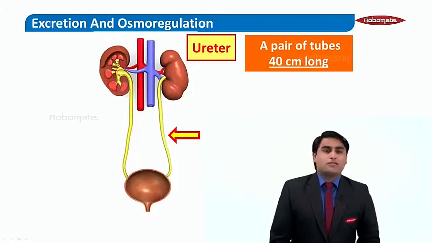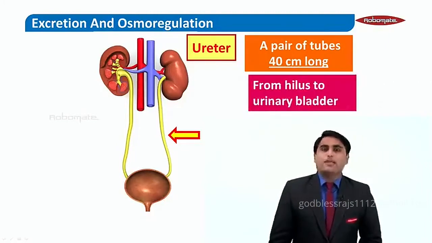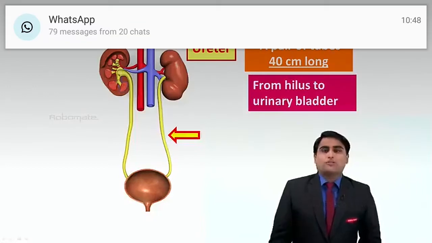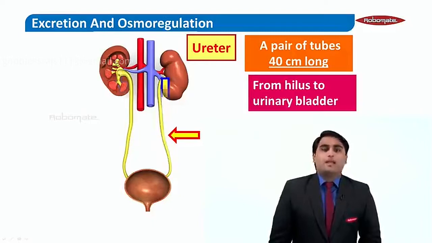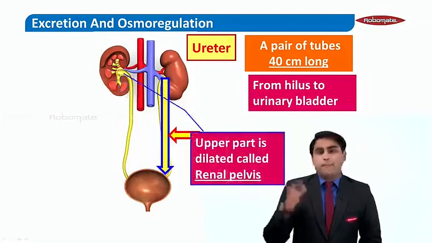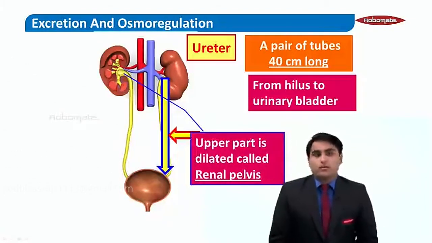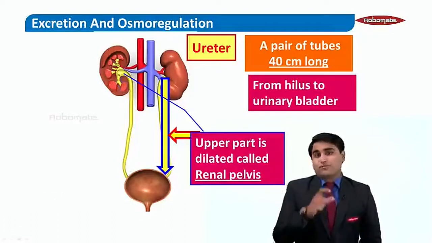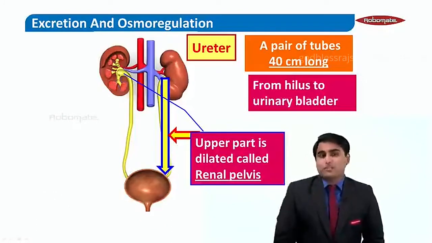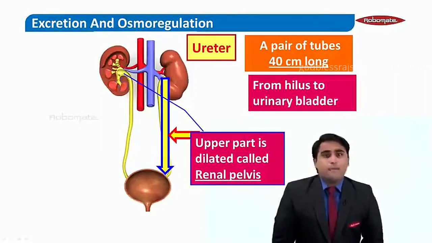What is the approximate length of a single ureter? It is about 40 centimeter long. As we have two kidneys, there is a pair of ureters, and the ureter arises from the hilus of the kidney and opens into the urinary bladder. The upper dilated region of the ureter is called the renal pelvis. So the ureter which starts from the kidney has an upper dilated region termed the renal pelvis.